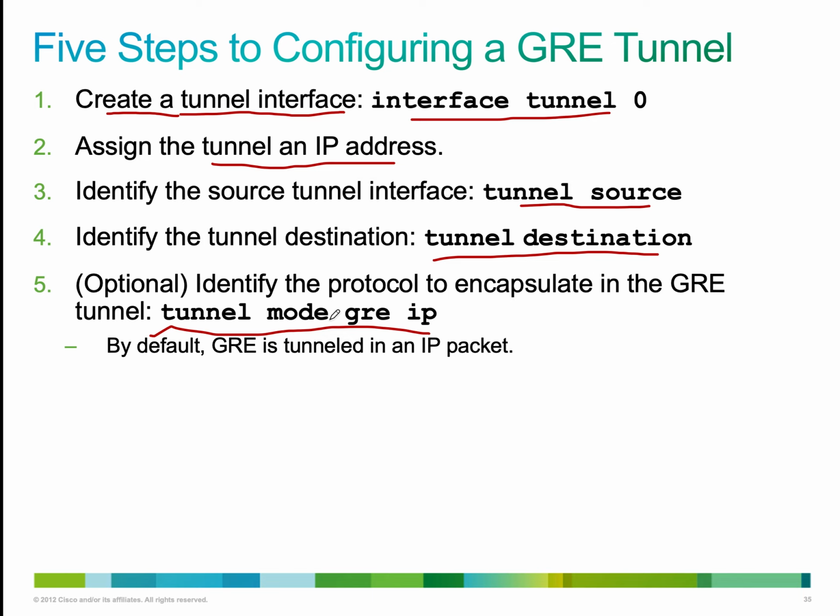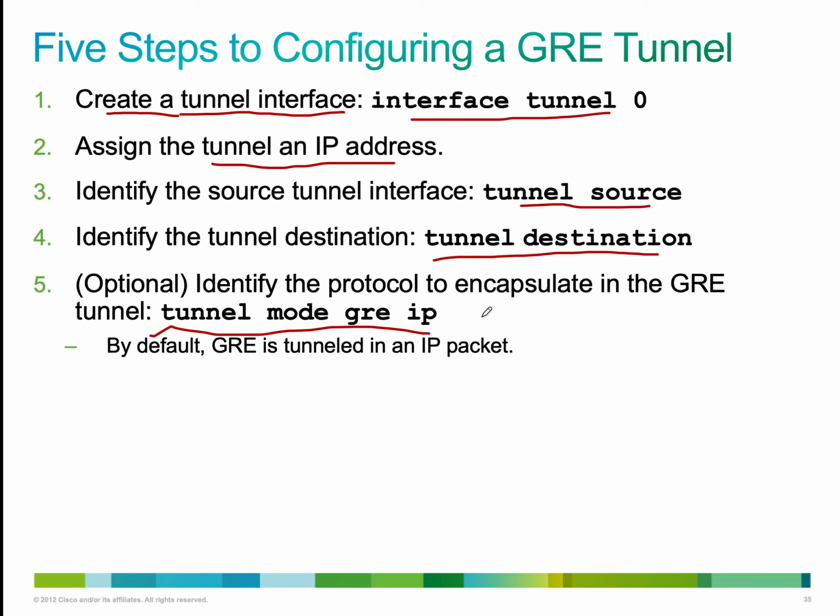Okay. Now let's take a look at the 5 steps to configuring a GRE tunnel. First of all, we have to create the tunnel interface. Anytime we are doing a configuration, remember we have to create the interface first. So in global configuration mode, we create the interface tunnel 0. Then we assign the tunnel an IP address. And then we define the tunnel source interface. And then we identify the tunnel destination.